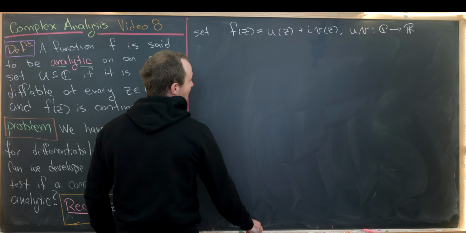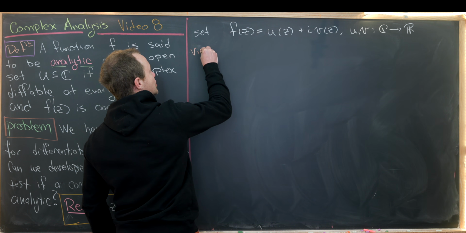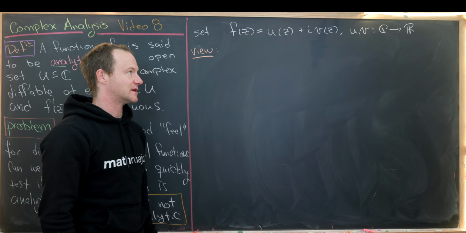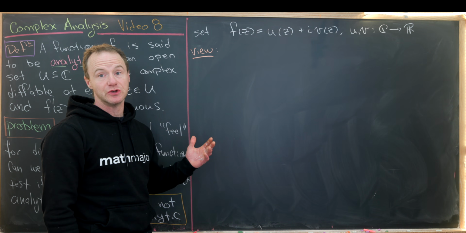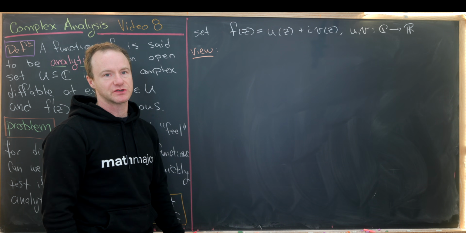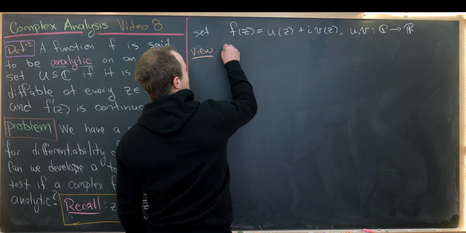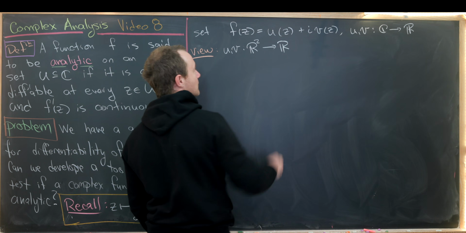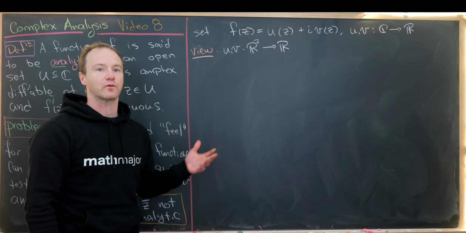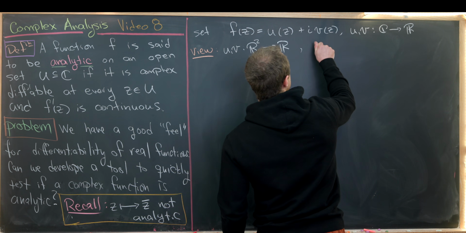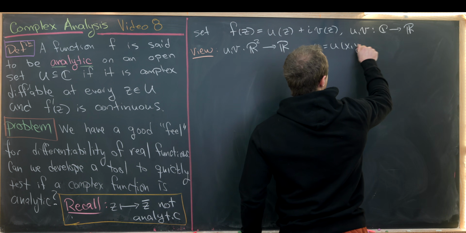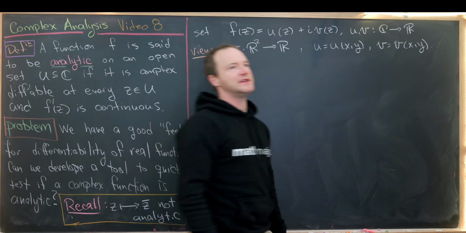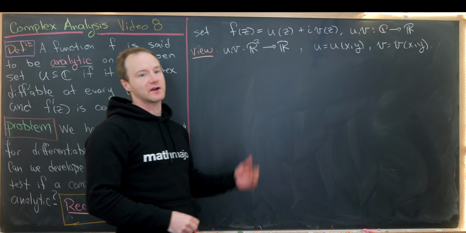But now we would like to change our view of u and v so that instead of going from complex numbers to real numbers, they go from R2, in other words two-dimensional real numbers, to real numbers. They are multivariable real valued functions with real inputs. So that means we would write u equals u(x,y) and v equals v(x,y). And now maybe we can use some machinery of multivariable calculus here.